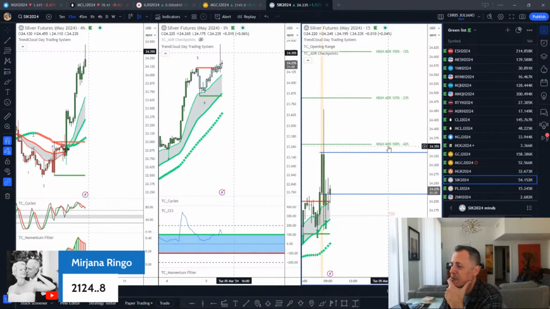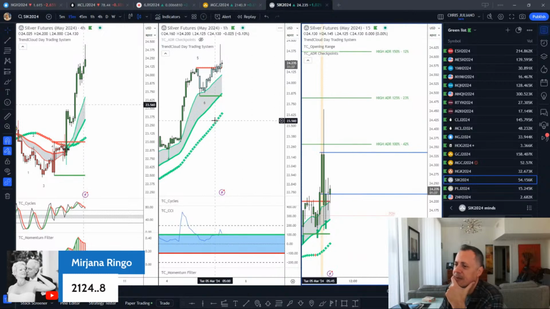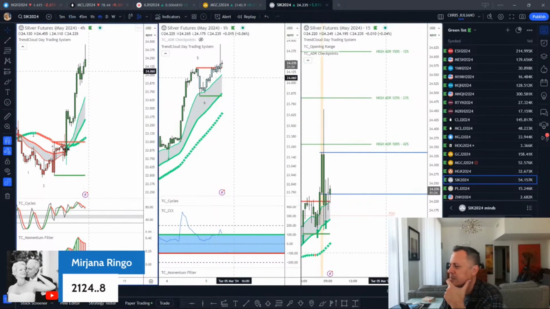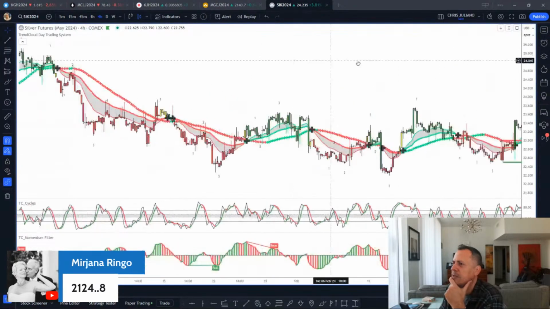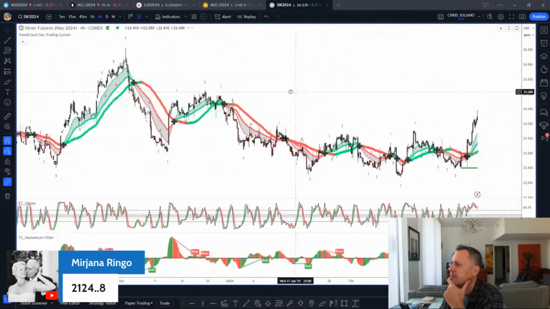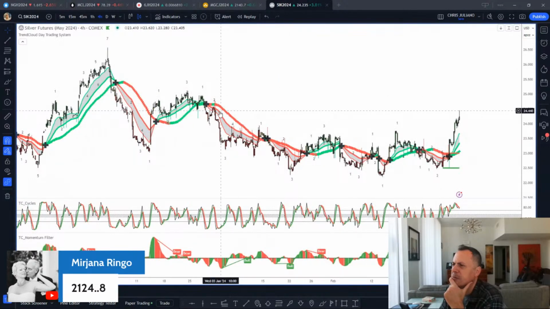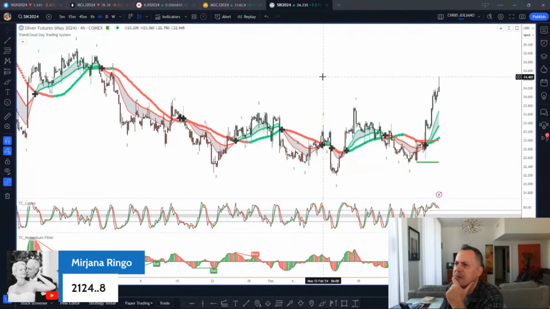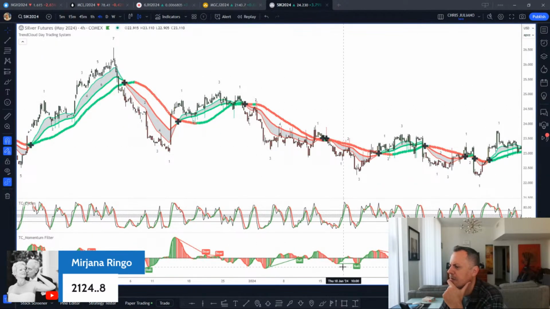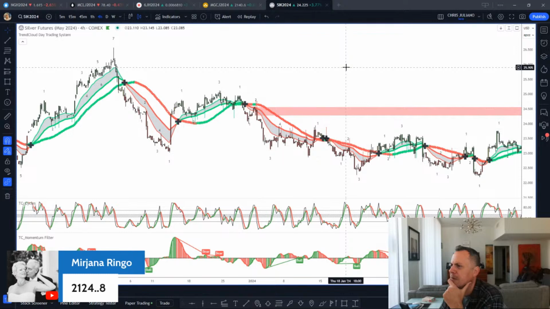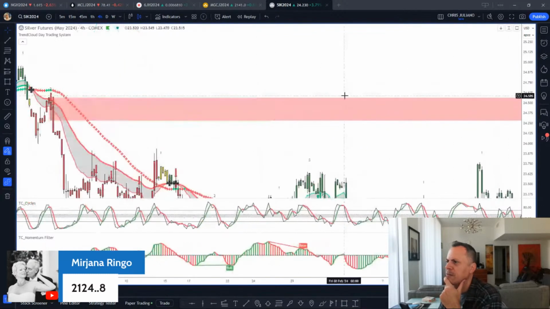Do we get another test of that? Go out to that 4-hour chart. Look left. Right in here. Right there. Okay. Let's take a look at that zone.